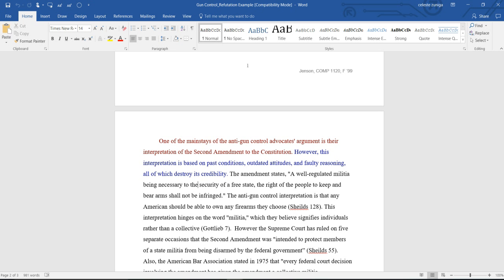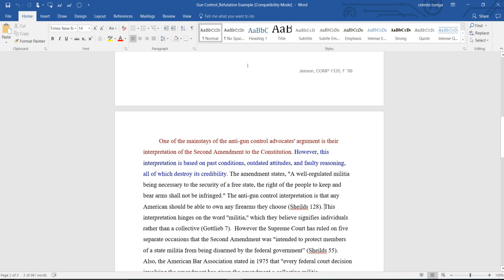The anti-gun control interpretation is that any American should be able to own any firearm they choose. Oh, so they did give it some more ink here. So this argument gets some more ink right here. So the anti-gun control interpretation, I would have liked to have seen some authorial introduction here, maybe talk about whatever group Shields belongs to. Great in-text citation.